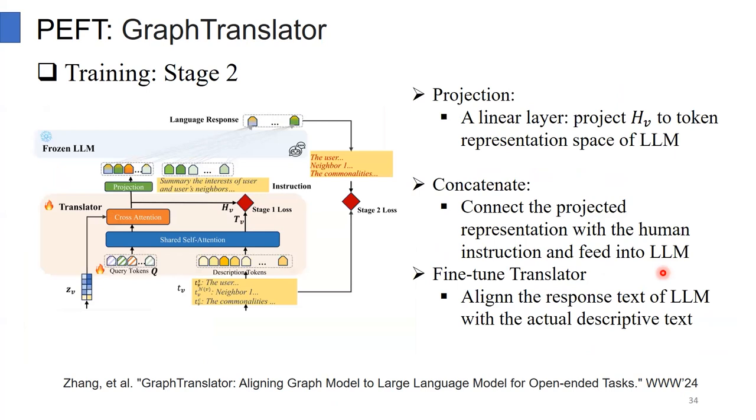And stage two involves the projection. So we need to project the graph output to the representation space of the large language model. So there are ways such as doing a concatenation. And then we will need to fine-tune the translator. So only this translator is fine-tuned without touching the large language model.